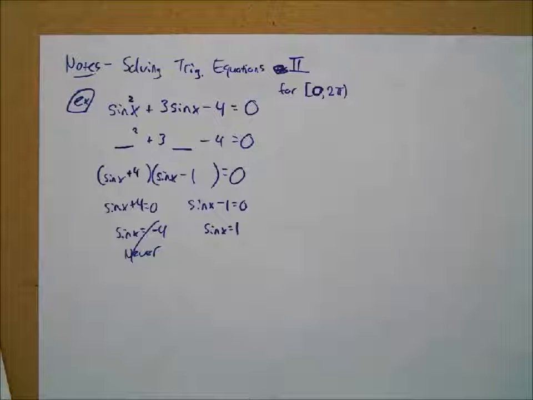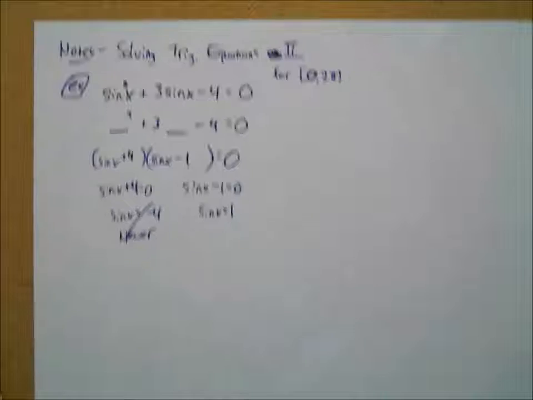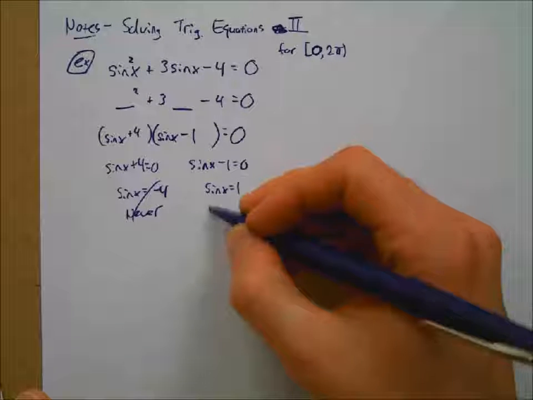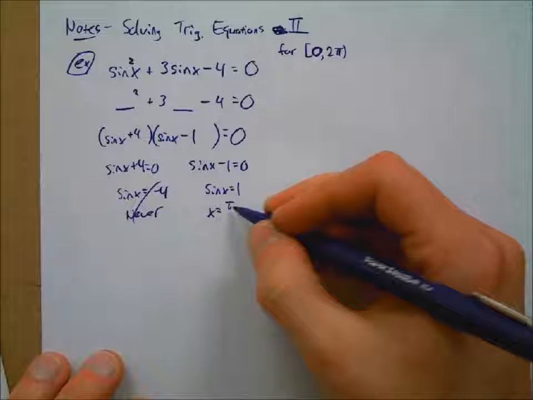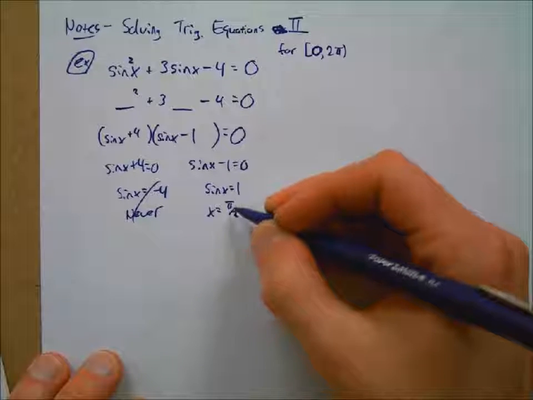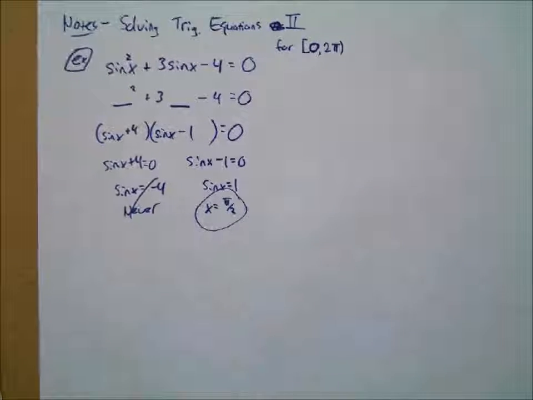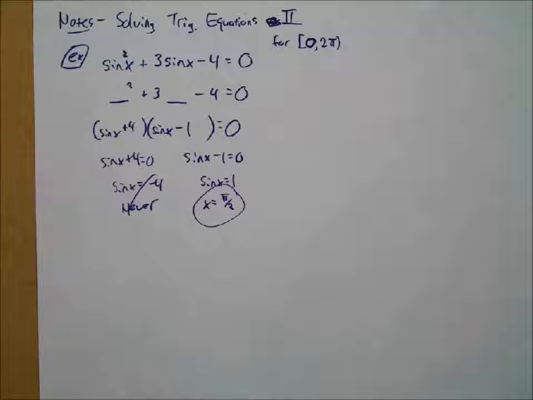All right, how about sine of x equals 1, though? Is that impossible, too? No. When does sine of x equal 1, between 0 and 2 pi? Pi halves, or pi over 2. So there's our single solution to our equation. Okay. Questions on any of that? Pretty easy, not too crazy there.